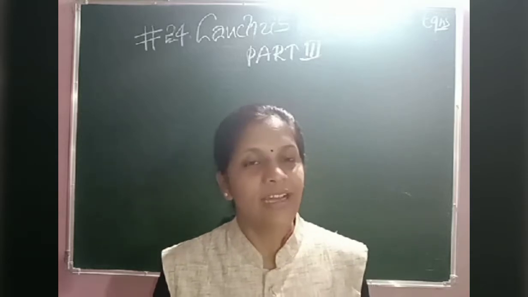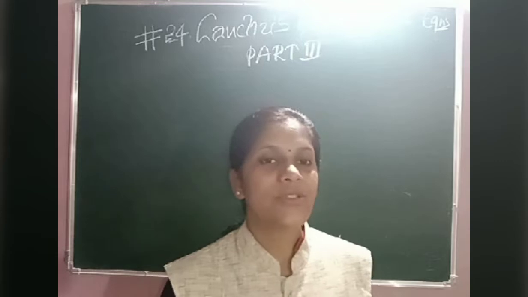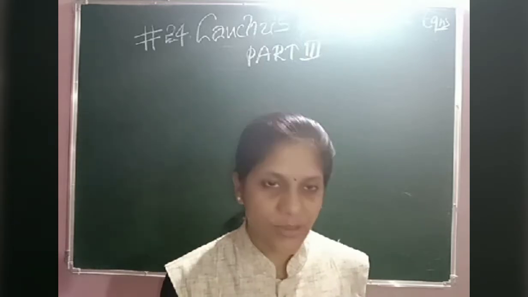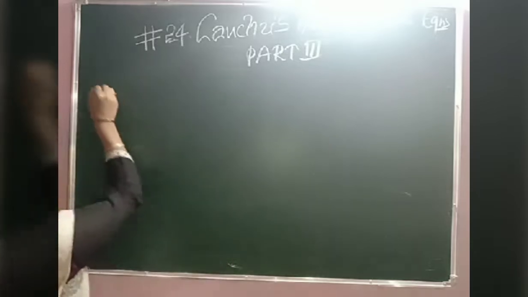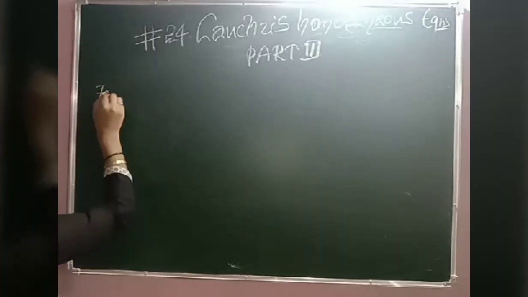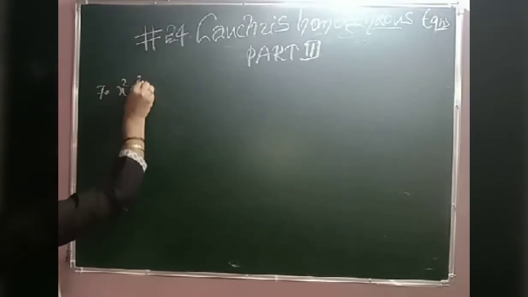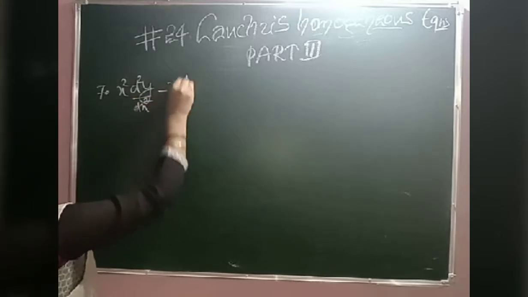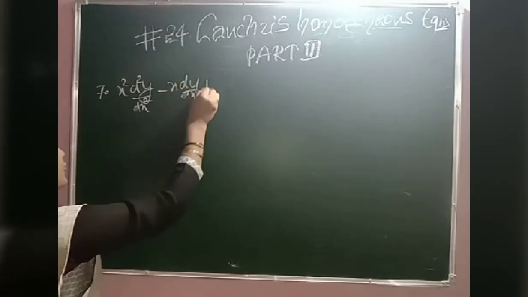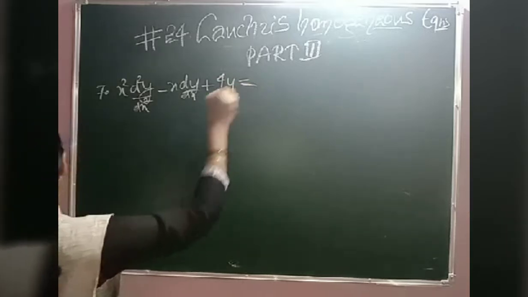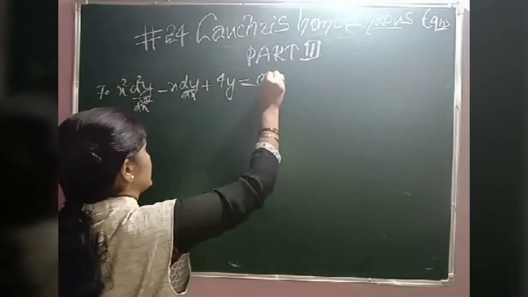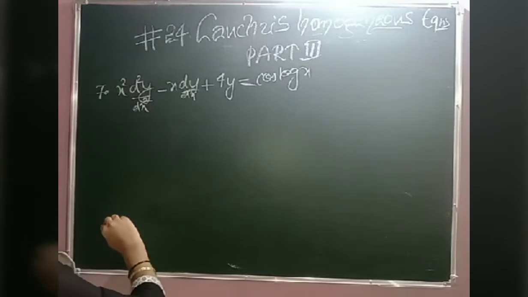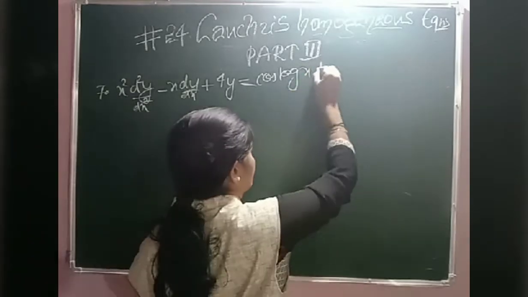So let us start our numericals. Now let us see question number 7. Question 7 has been given as: solve x square d square y by dx square minus x dy by dx plus 4y equal to cos of log x plus x sin log x.